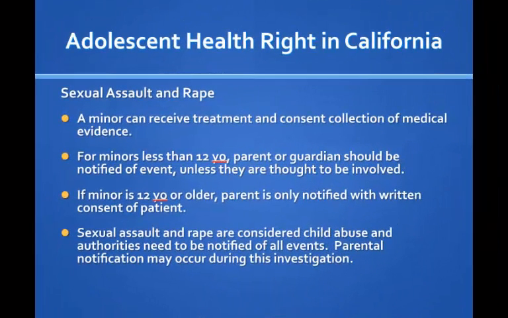Sexual assault and rape. A minor can receive treatment and consent to the collection of medical evidence in the cases of sexual assault and rape. For minors less than 12 years old, a parent or guardian should be notified of the event unless the parent or guardian is thought to be involved. If the minor is 12 years or older, the parent is only notified of a sexual assault or rape with the express consent of the patient in the written form. For sexual assault and rape, they are considered child abuse, and authorities need to be notified of all events. Parental notification may occur during this investigation.